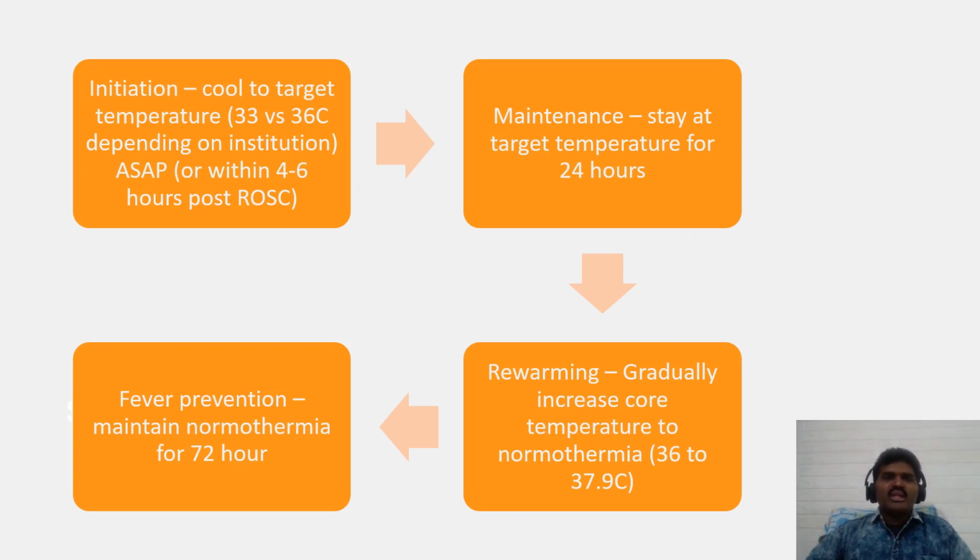So you initiate the TTM, rapidly cool to a target temperature of 33 degrees centigrade as soon as possible within 4 to 6 hours post ROSC, and you maintain this for 24 hours at 33 to 36 degrees centigrade, and then gradually rewarm to increase core temperature to normothermia, 36 to 37.9 degrees centigrade, and prevent fever to maintain normothermia for 72 hours.